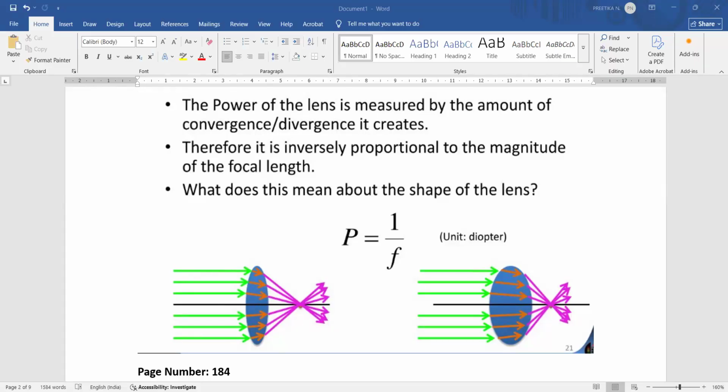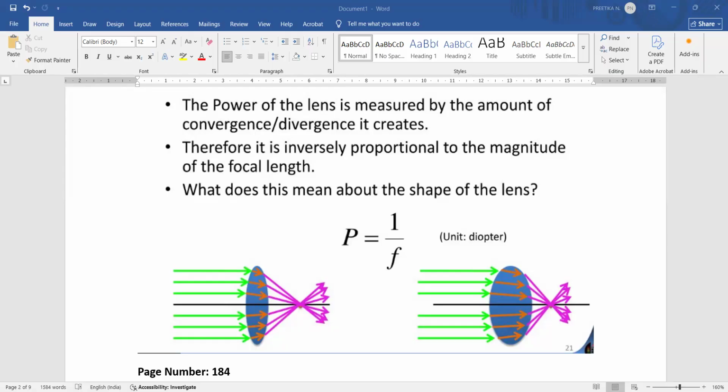But if the convergence is very close to the lens, that means the focal length is definitely lesser, but the power is greater. So the power of the lens helps you know the power of convergence or divergence it creates, and it is inversely proportional to the focal length. Because the more the focal length, the farther the focus, the lesser the power of the lens to converge. As simple as that. So the only formula we get out of it is P is equal to 1 by F, because they are inversely proportional, right?